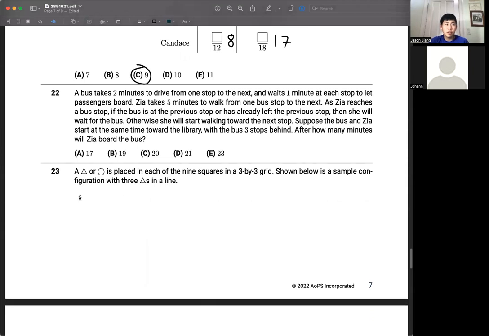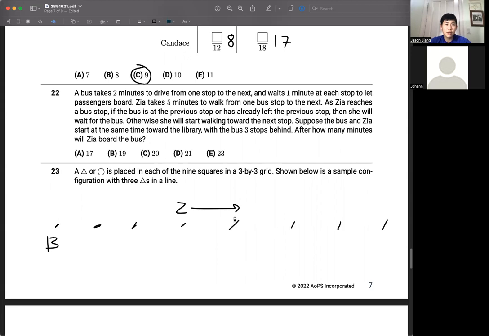Okay, let's think about this. I'm going to use this white space down here. Each of these dots will represent a bus stop. Now let's say Zia starts here, which is 3 stops ahead of the bus. And we also need to draw more stops. So at the start, Zia is going to start walking forward.